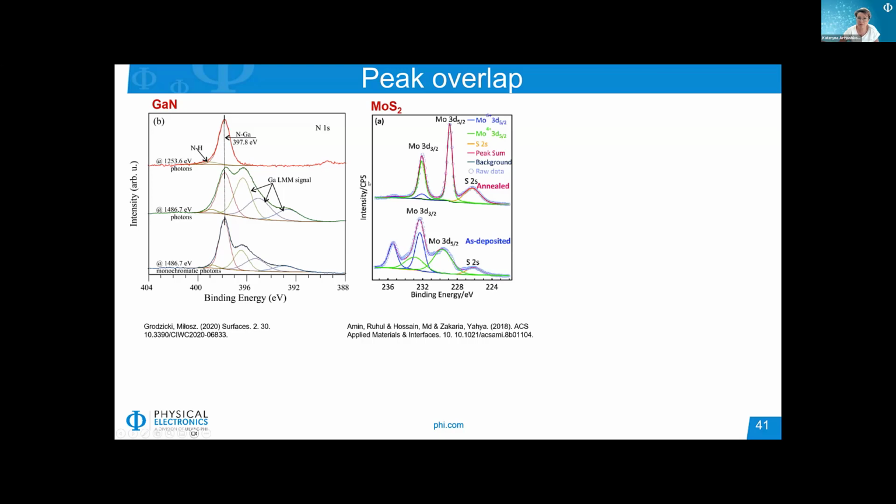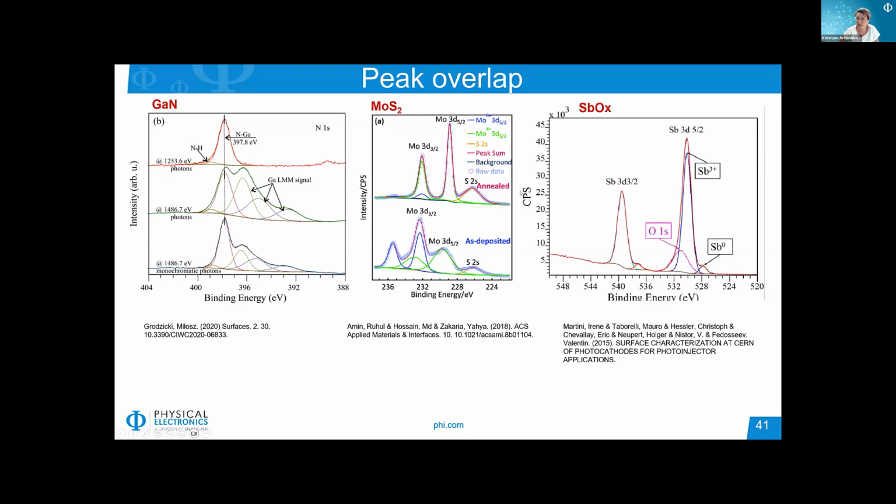Very typical example of molybdenum disulfide. So we have here sulfur 2s, where it's actually quite easy to handle the overlap. They're much worse than what we see here, of course, but this is still something that has to be included and reported for accurate quantification results.